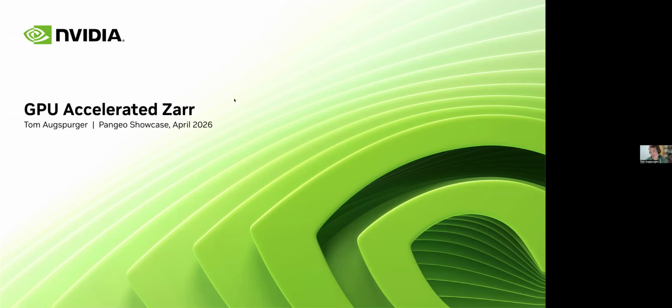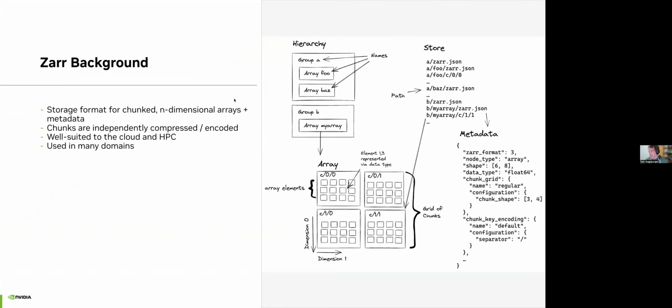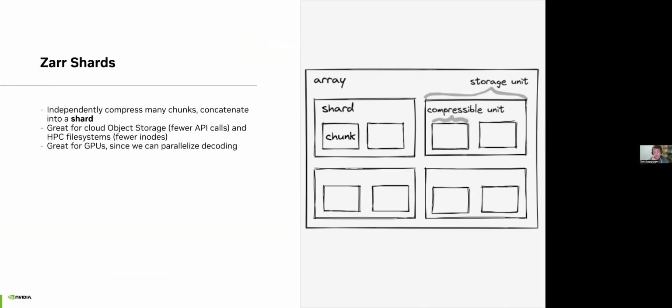Yeah, so GPU accelerated Zarr. Given the audience, this is going to be like 90–95% GPU stuff. Really, the only thing you need to know about the Zarr storage format for n-dimensional arrays is this: you have some big array, break it up into chunks, compress those chunks, and then save those out to disk.